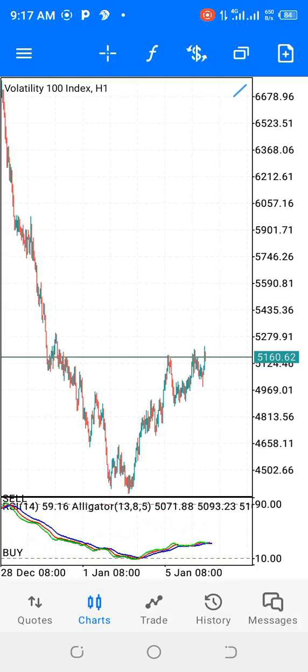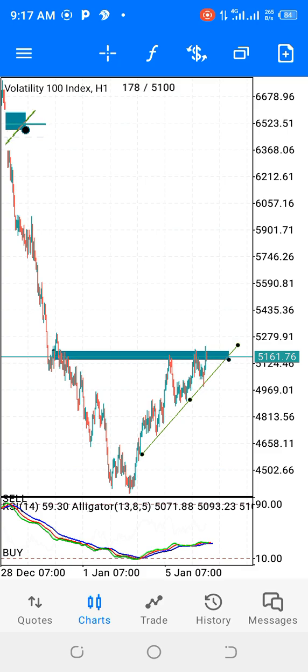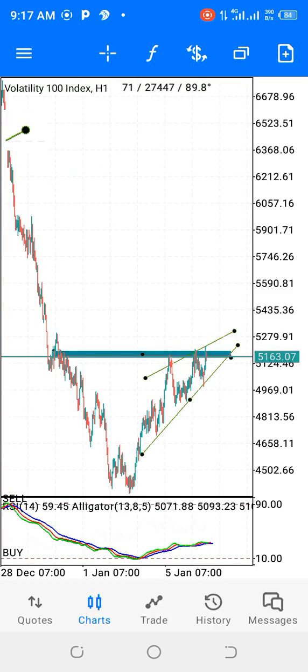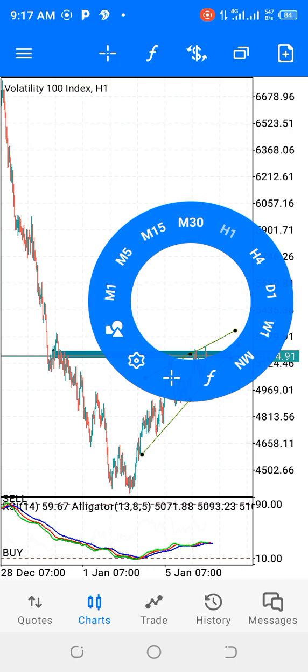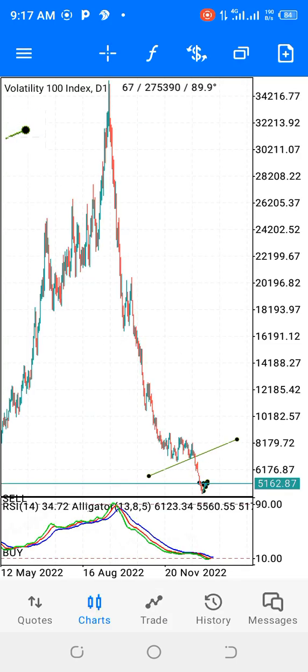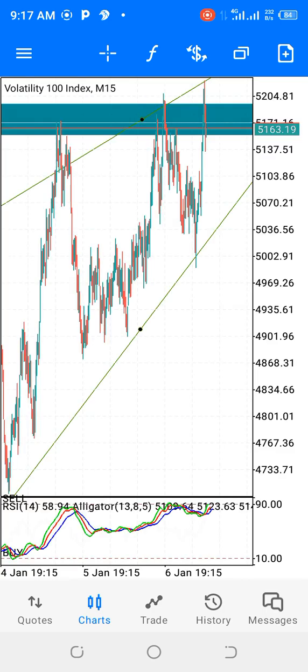So VIX 100 has been trending in this zone right here, creating and giving us this zone down over here, and then giving us another zone over there. When we switch to D1, we see that there was a break of market structure down over there. It broke that market structure and created a demand zone, a supply zone up there. So we go to M15.